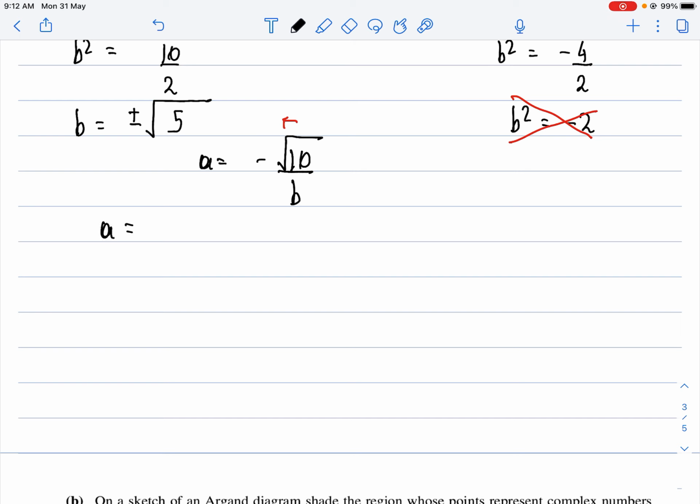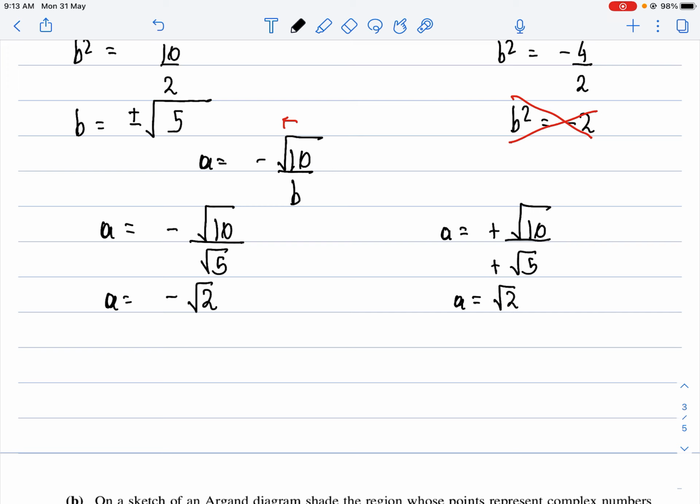So I get a equals to minus root 10 over root 5, which gives me my a. When you solve it on the calculator, root 10 over root 5, you get the answer as root 2. So here you get minus root 2. And let's say when I put b as negative root 5, I get something like this. So I cancel this and I get a equals to root 2.